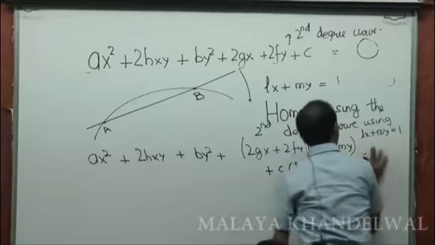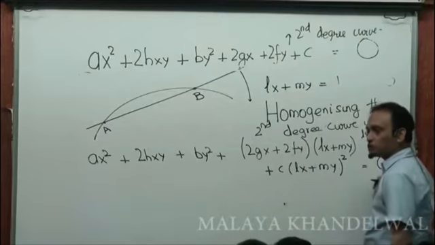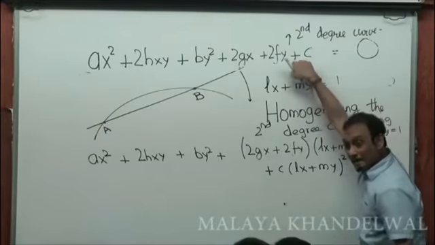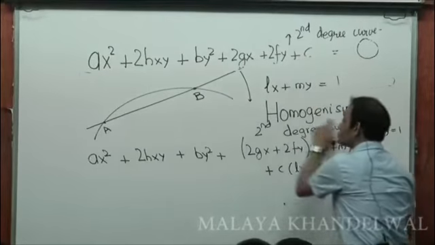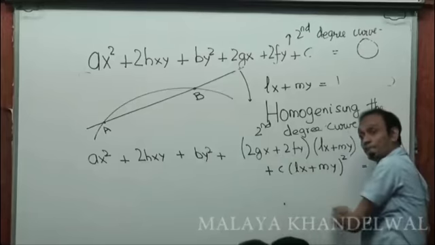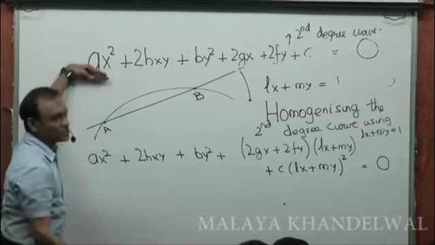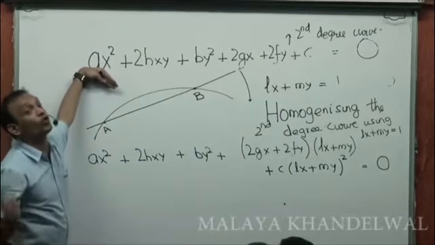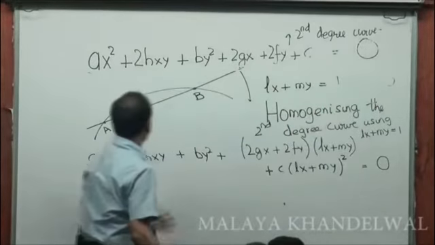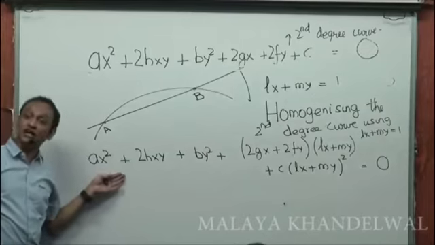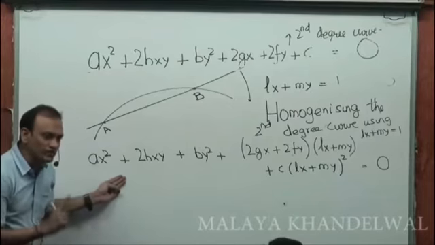Now, on homogenizing the second degree curve, I get a homogeneous second degree equation in x and y, yes or no? This was my second degree curve. Using this line, I homogenize the second degree curve, and this is called the homogenized second degree curve in x and y, yes or no? This is not the same as this. This generalized curve was homogenized using this line, lx plus my equal to 1, resulting in a homogenized second degree curve in x and y. Are you all okay with this?